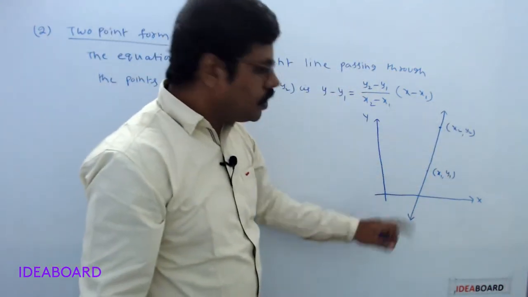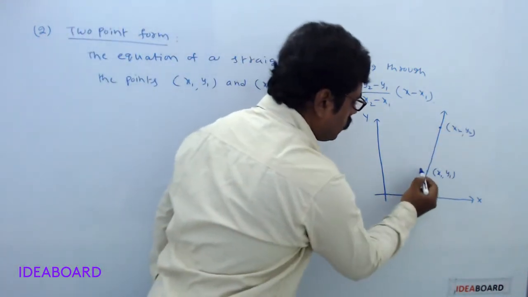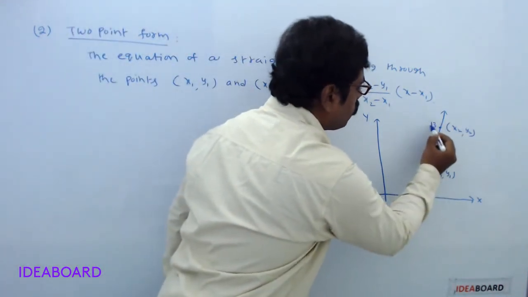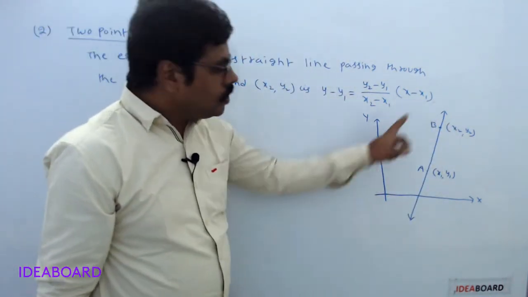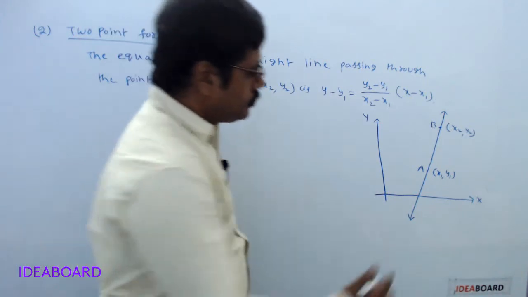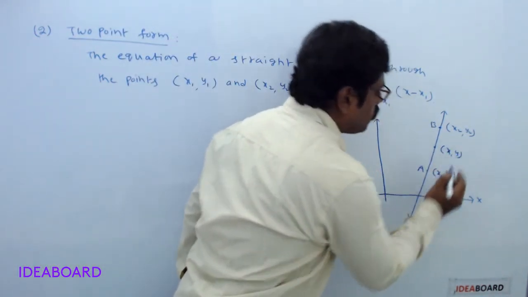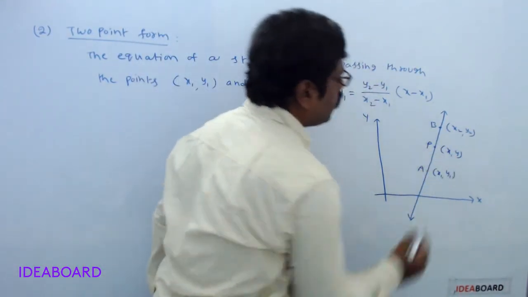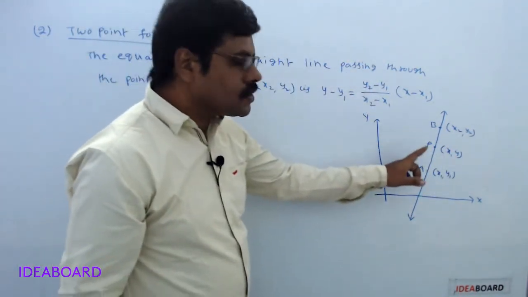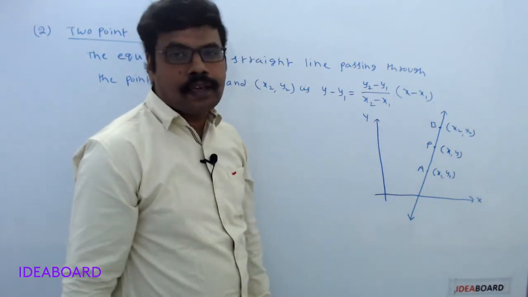Now this is your required line. Denote these 2 points with A, B. Now take a point on the required line AB. Suppose x comma y is a point on the line AB. Denote this point with P. So P(x, y) is a point on the required line AB.